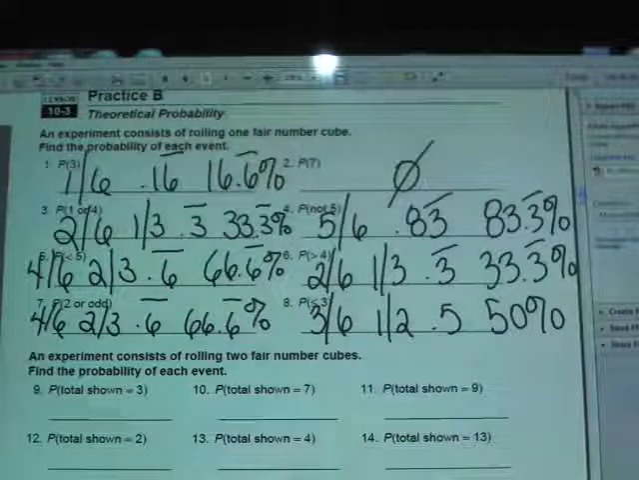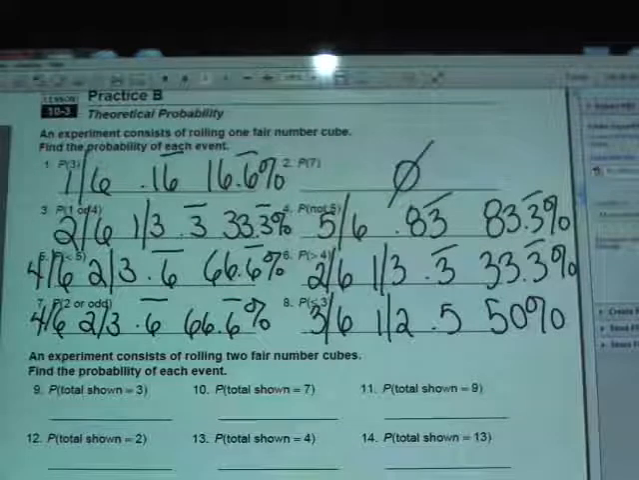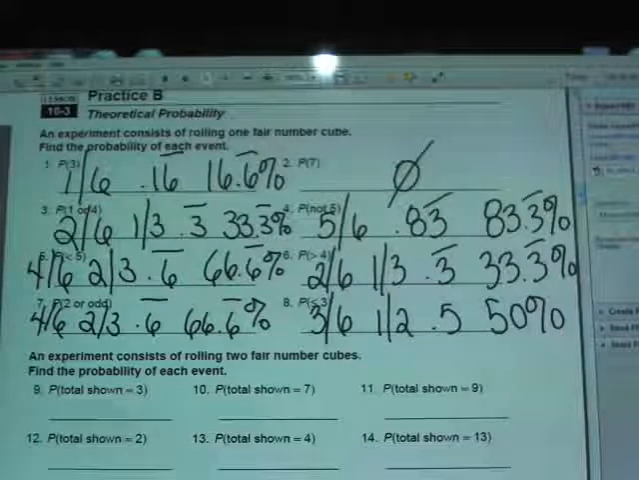Now when you're taking a look at the next section, I'm not going to work through those questions with you, but you can see it's a very similar question, similar prompt, except it's 2 die, and then you're going to find the probability in much the same way we just did in 1 through 8.